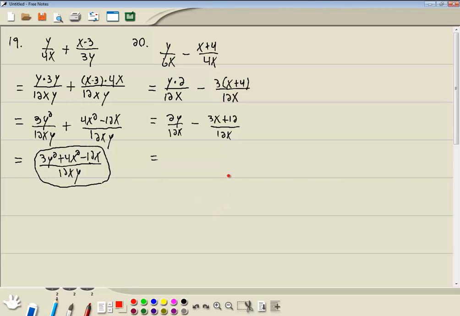Now that they have the same denominator, I want to add or subtract the top parts. And remember, if there's a minus before the fraction, that's going to flip the sign of everything up on top. So flip the sign of the 3x and of the 12. So this becomes 2y minus 3x minus 12 over 12x. And that's our answer.